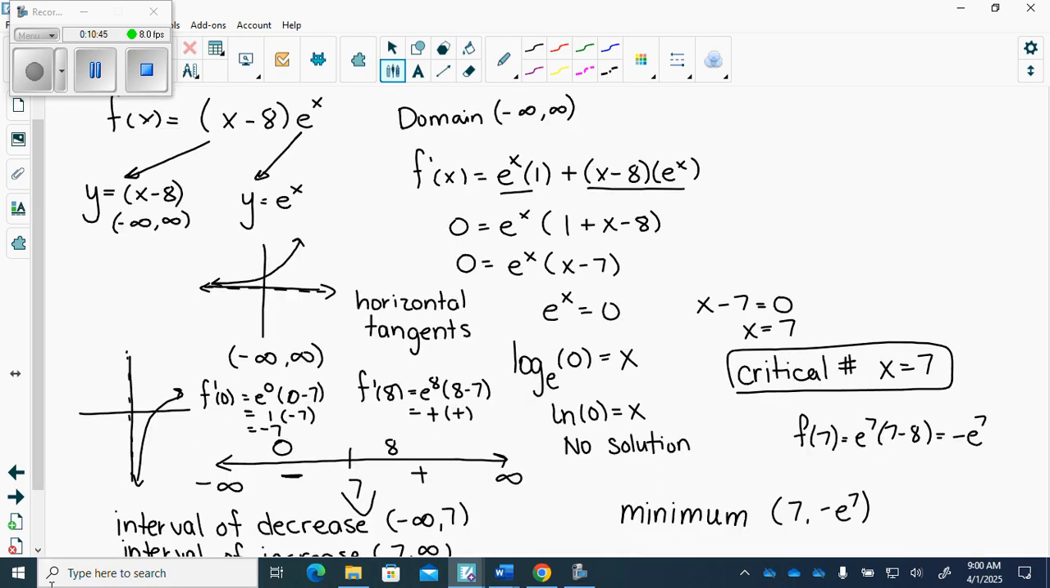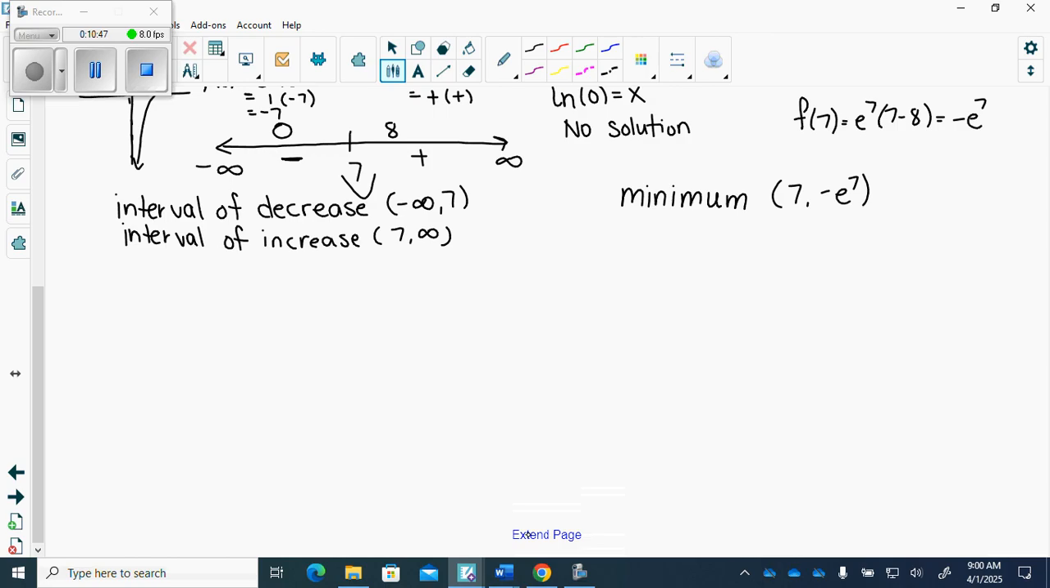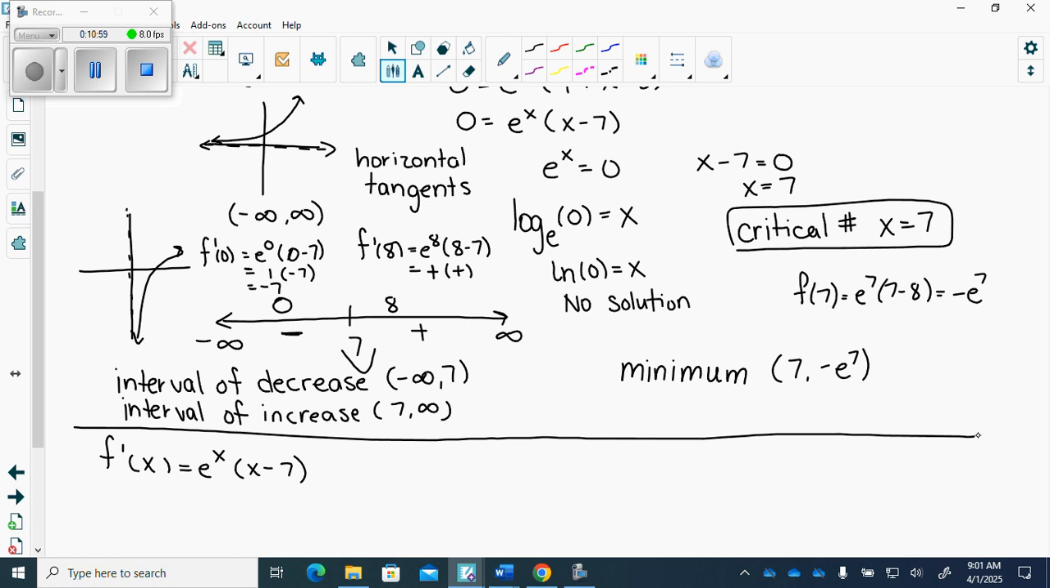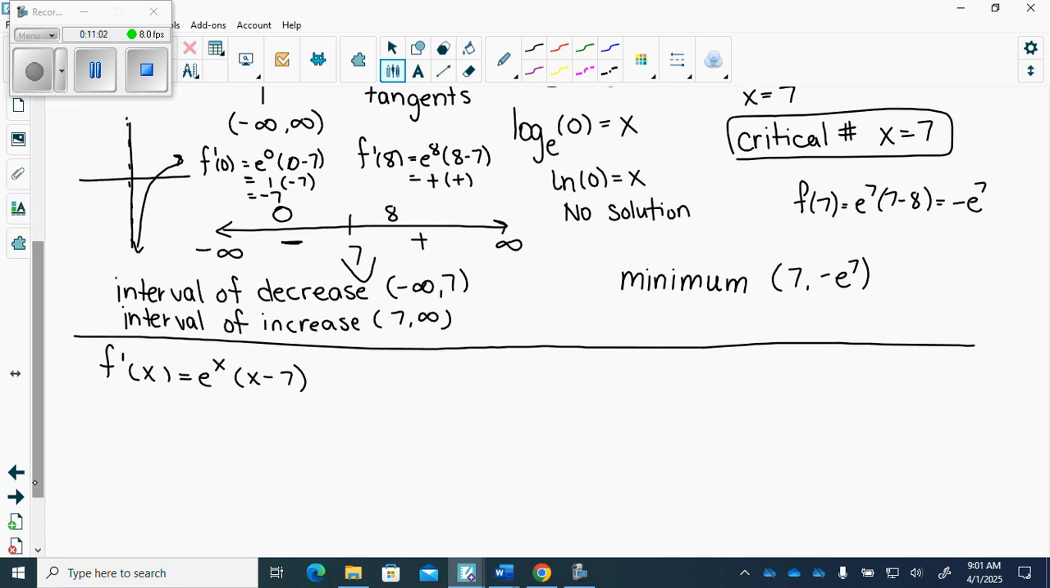So f prime of x equals e to the x minus 7. Then if we're asked anything about concavity or points of inflection, we need to go to the second derivative, f double prime of x.